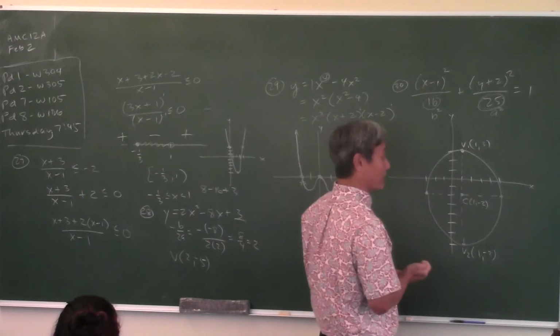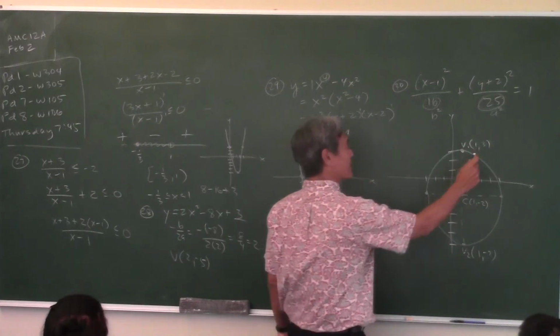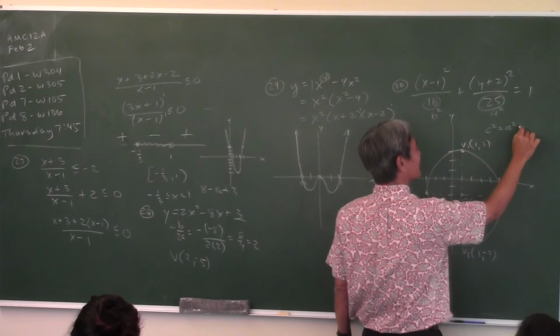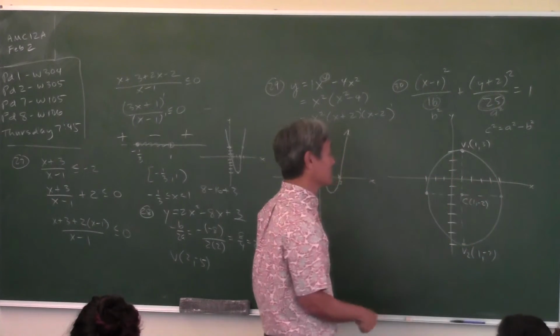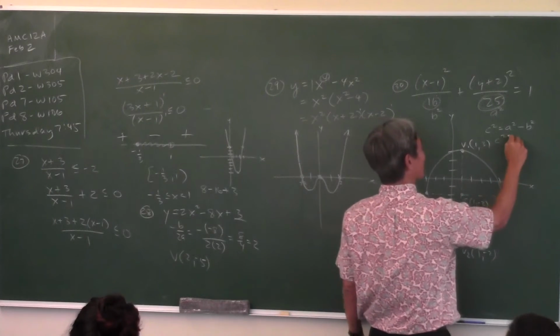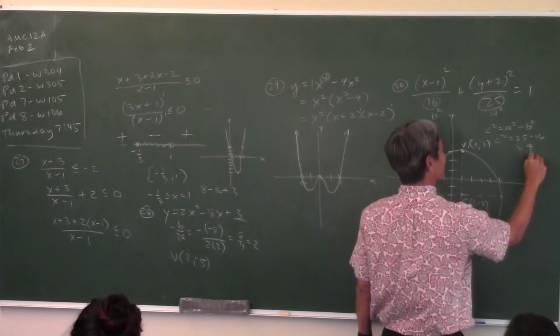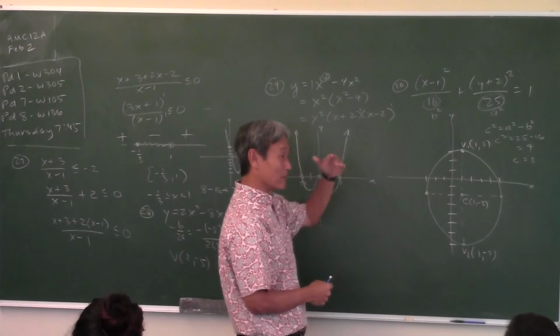Where are the foci? Well, anything dealing with the foci is C, right? So what was the equation you need to know for the ellipse? C squared equals A squared minus B squared. If it's a hyperbola, then it would be plus. So C squared is equal to 25 minus 16, which is equal to 9. So therefore C is 3. So that means the distance from the center to the focus is 3.